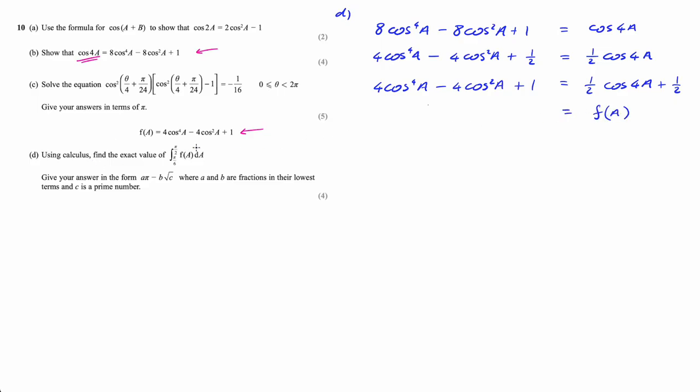So I'm going to say this equals f of a. So now to integrate, the integral of f of a from pi over 6 to pi over 2 is, instead of f of a, I'm going to put that. I'm going to put a half cos 4a plus a half.